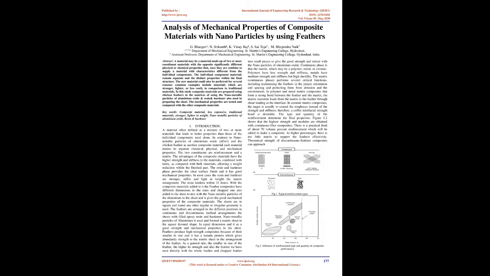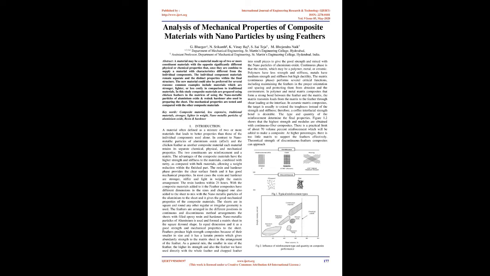1. Introduction. A composite is often defined as a mixture of two or more materials that leads to better properties than those of the individual components used alone. In contrast, with nanometallic particles of aluminium oxide, Al2O3, and the chicken feather as composite materials, each material retains its separate chemical, physical, and mechanical properties. The two constituents are reinforcement and a matrix. The advantages of composite materials are higher strength and stiffness, combined with lightness, as compared with bulk materials, allowing a weight reduction within the finished part.